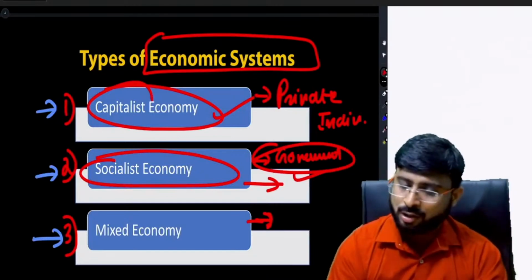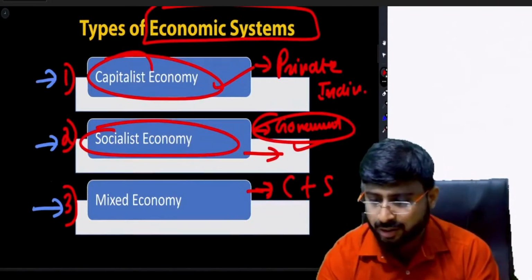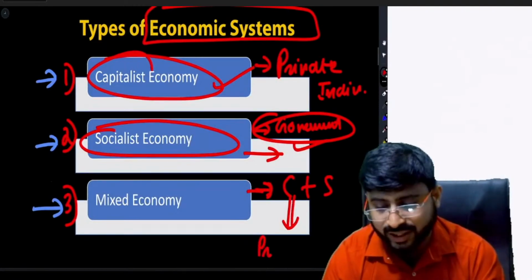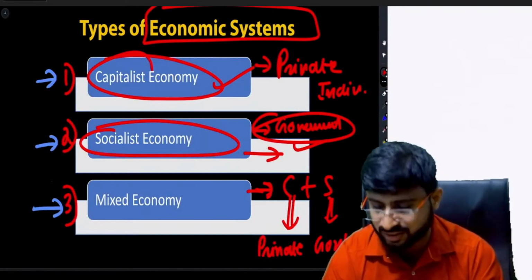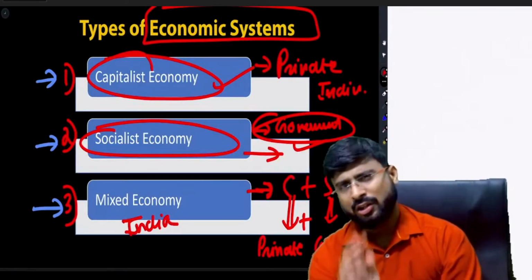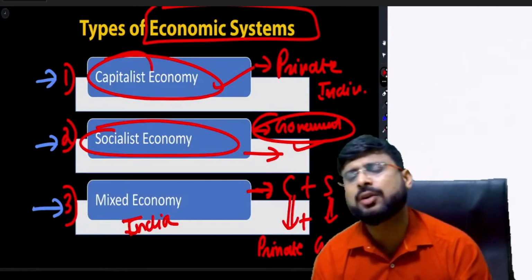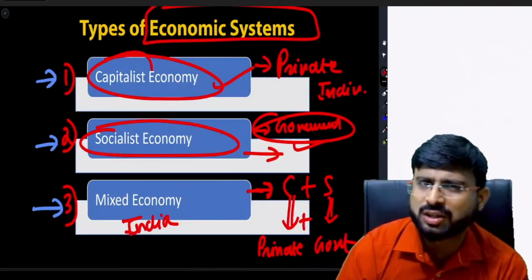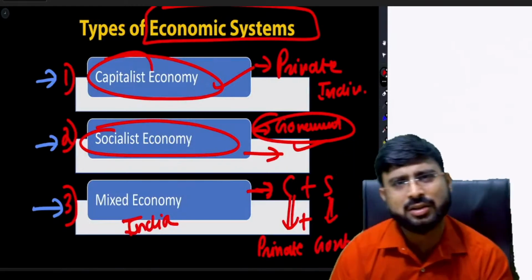What is mixed economy? It has the features of both capitalist and socialist economy, wherein some resources are owned by private individuals, and some resources are owned by the government. So both are doing business. Yes, example, our country, India. Answer me this. Reliance Industries, Tata Group are owned by whom? Private individuals or the government? You all tell me. Who owns Reliance Industries and the Tata Group?